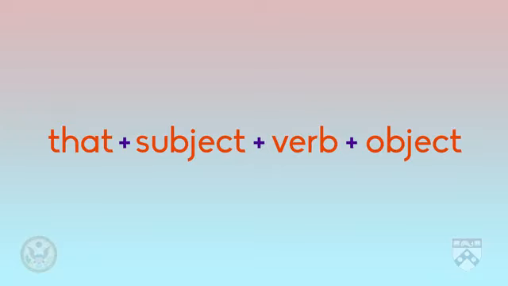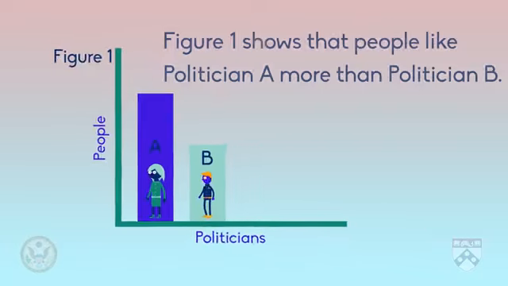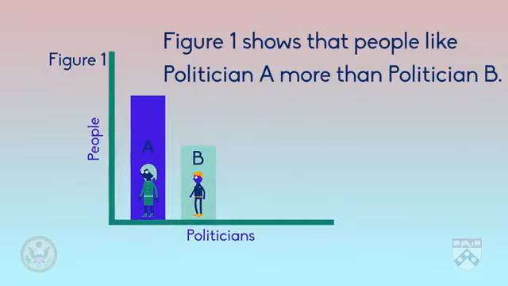Here's some data in the form of a simple figure. We'll call it figure 1. Some people were asked which politician they liked best, A or B. As you can see, politician A is more popular with the people than politician B. So we begin our data commentary by telling the reader where the data is, figure 1 shows. Then we tell them what it means. Figure 1 shows that our subject, people, our verb, like, our object, politician A, more than politician B.